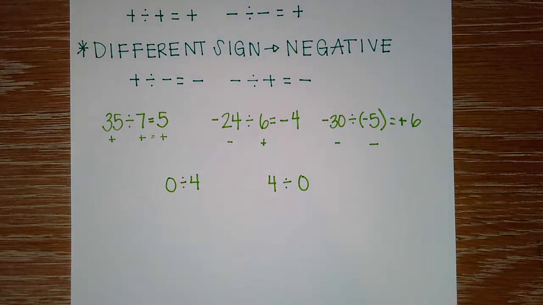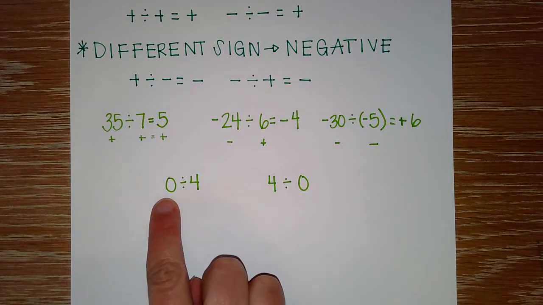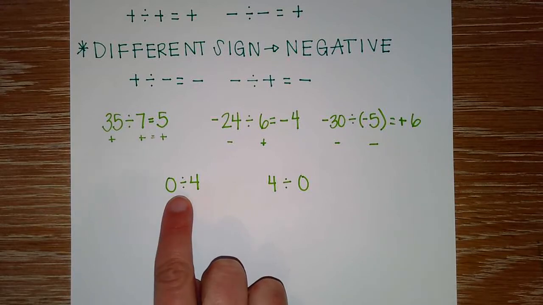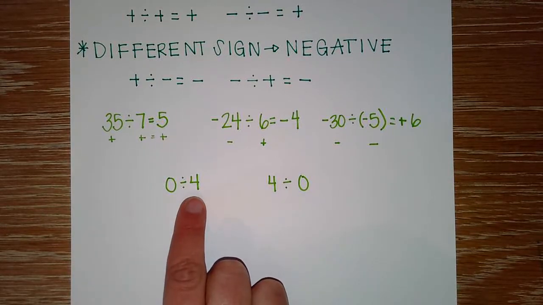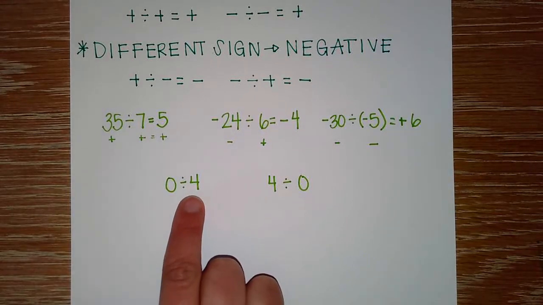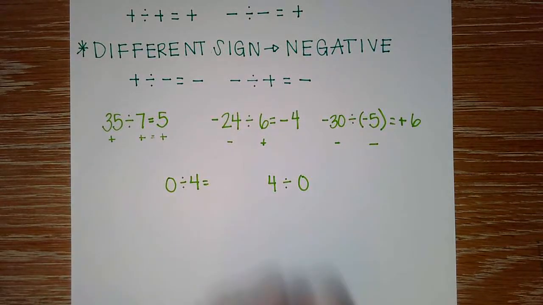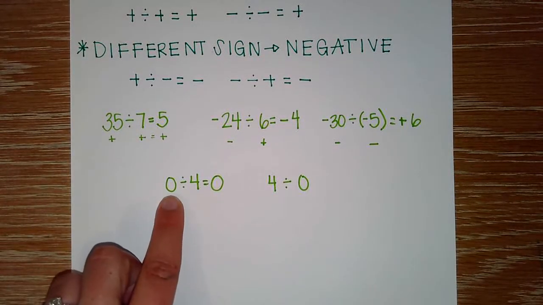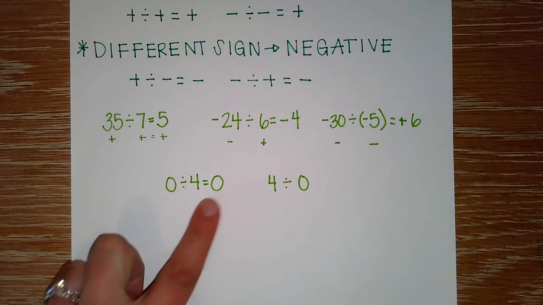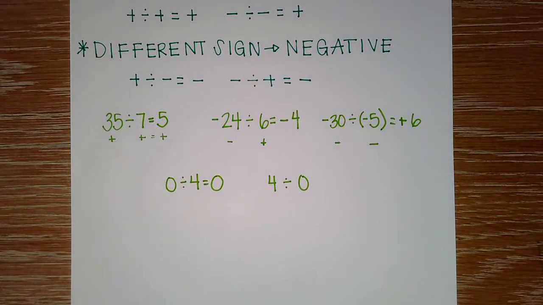I like to think about it like with cookies. Okay, so if I have 0 cookies and I divide those into 4 groups, so I have no cookies, there are 0 cookies, and I divide those 0 cookies into 4 groups, in each of the 4 groups, I'm going to have 0 cookies. Okay, so I start with 0, I'm going to end with 0. I still don't have anything.